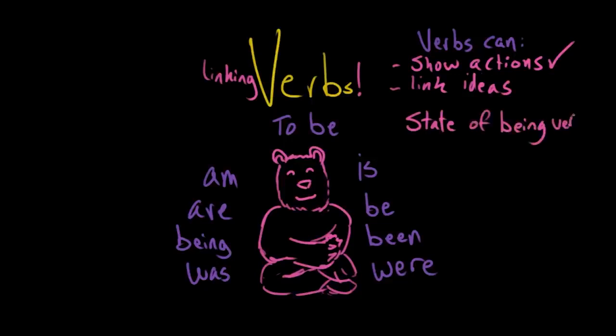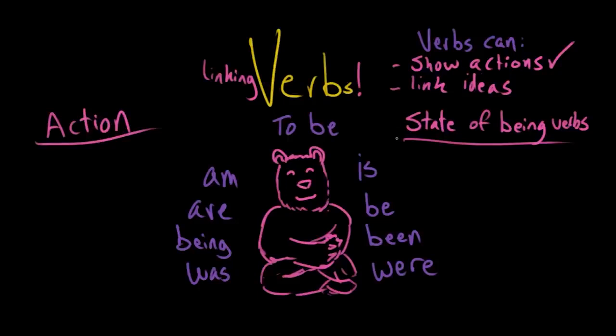These linking verbs include all forms of the verb to be, which I have handily written out for you. So I am, he is, we are, be nice, they were being, they have been, he was, we were. Now we use a linking verb when we want to connect one idea to another. So what I'm going to do is divide the screen in half between the action side and the state of being side, just to show you what I mean.